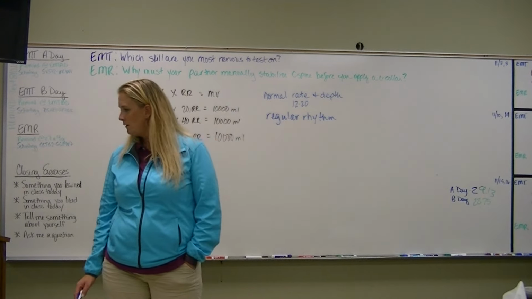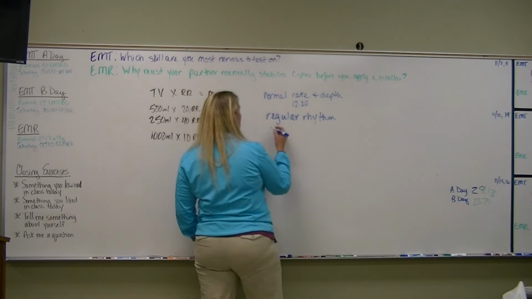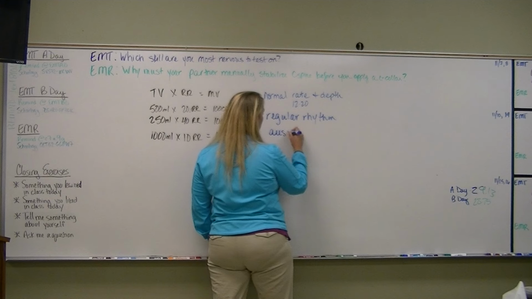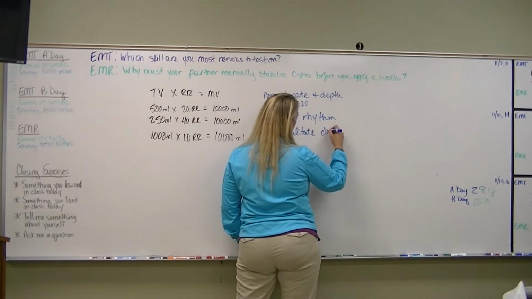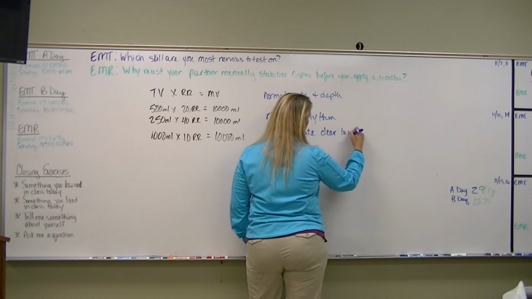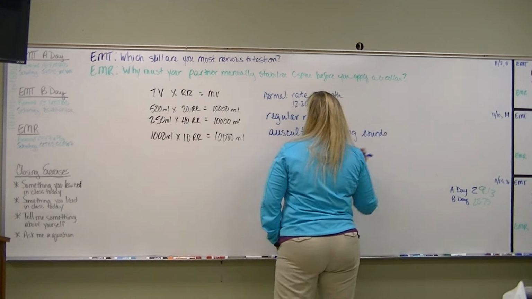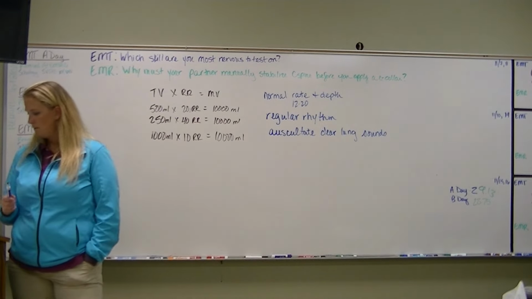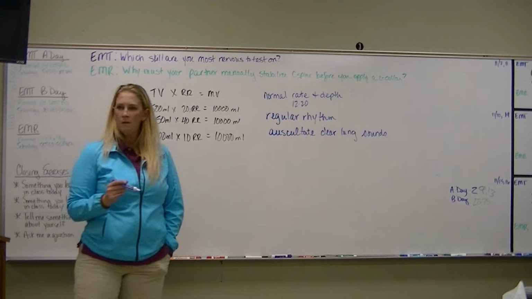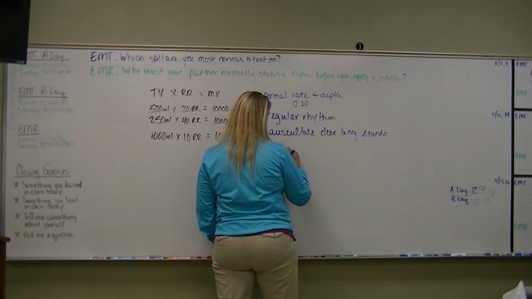Clear, audible breath sounds on both sides of the chest. If you listen with your stethoscope, you should be able to auscultate clear lung sounds. What else? Regular rise and fall movement of both sides of the chest. So we have regular chest rise and fall.